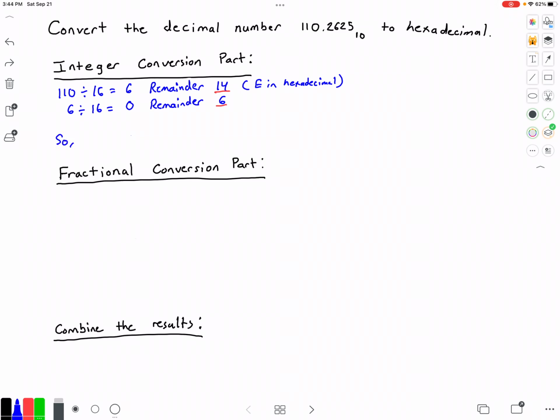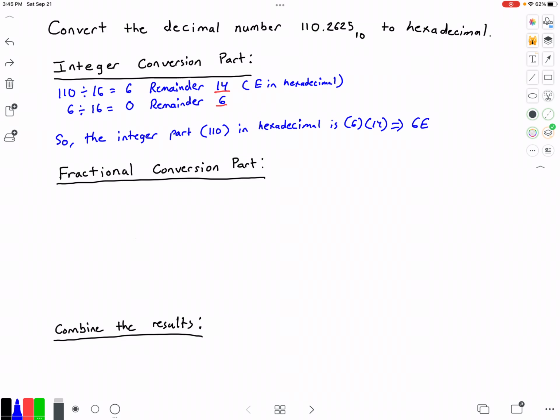So the integer part, which is 110 in hexadecimal, is 6 and 14, and that translates to 6E. And notice that I started writing our remainders from the bottom to the top. Okay, so I get 6E for the integer conversion part.